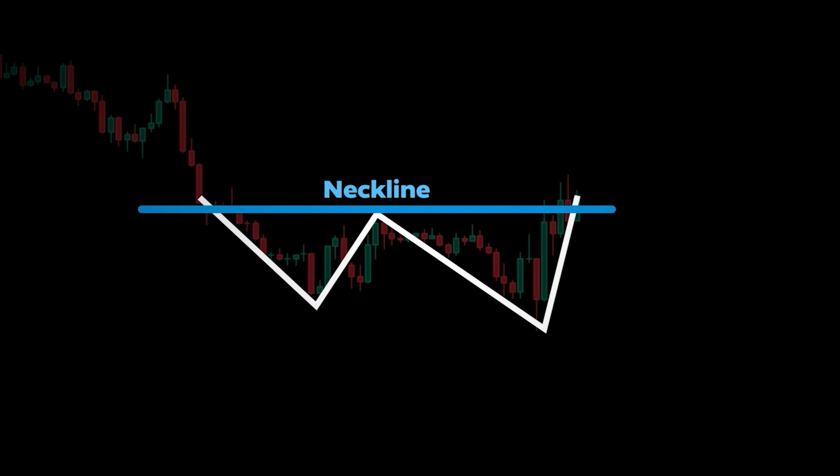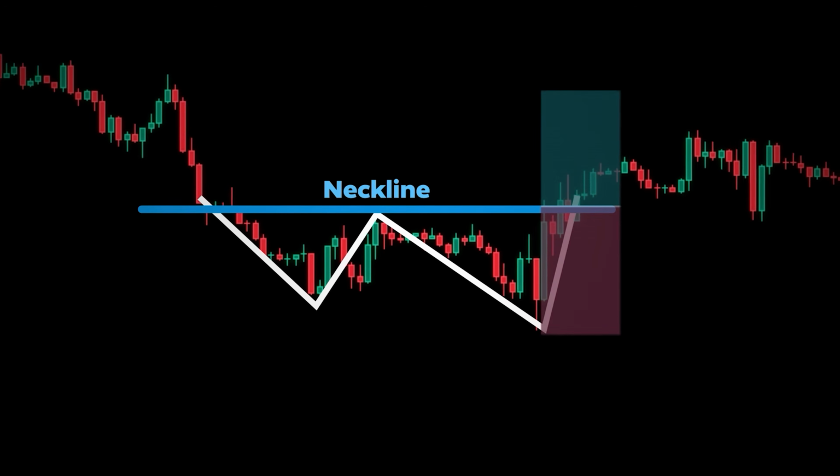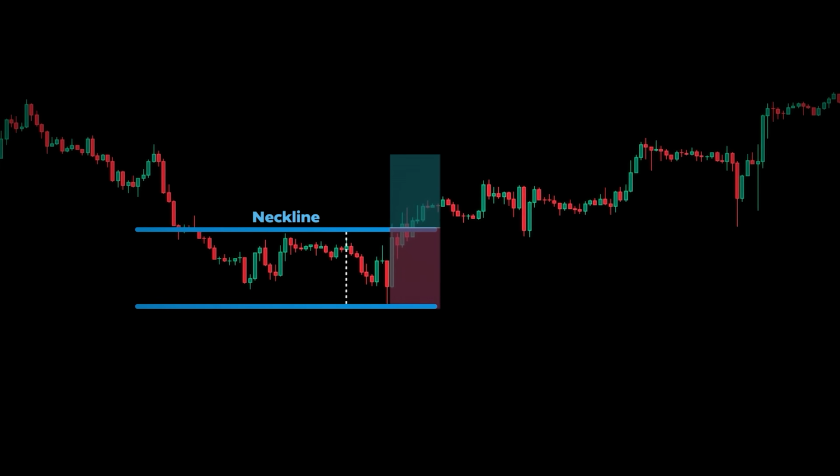Extend a line at the peak to create the neckline. When price breaks above it, that's going to be your signal to go long. Place your stop loss just below the low, then measure the distance between the neckline and the lowest low. You can then project that above the neckline for your profit targets.